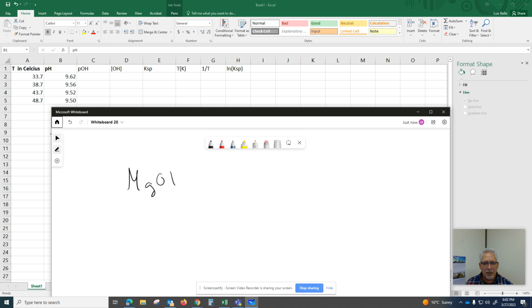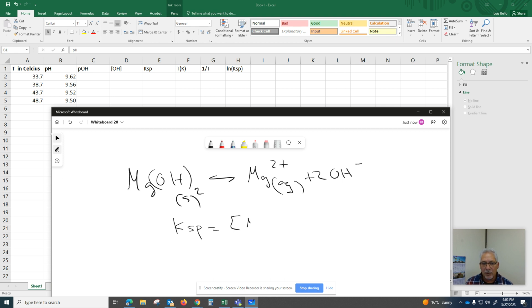Magnesium hydroxide, which is a solid, is in equilibrium with the magnesium ion in solution plus 2 moles of OH for every mole of magnesium hydroxide. So the KSP will be equal to the concentration of magnesium times the concentration of OH to the power of 2. So this is just to refresh you on how we are going to do the calculation.